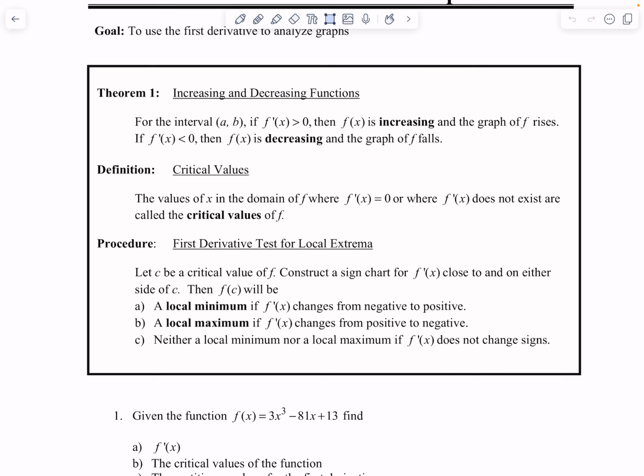So if we're looking at an interval from a to b and our derivative is positive, that means our function is increasing and the graph of f rises. If our derivative is negative, then f of x is decreasing and the graph of f falls. There are critical values in which the derivative of f is 0, or where our derivative does not exist. These are areas in between the increasing and decreasing parts.